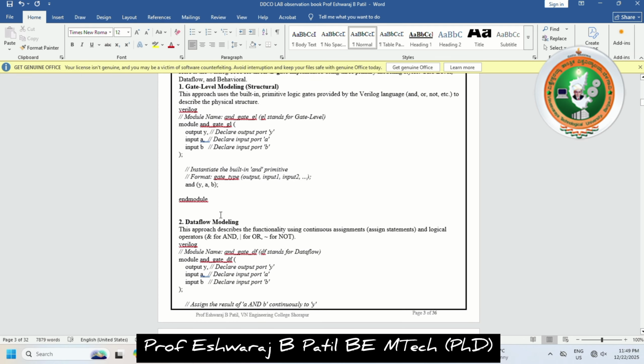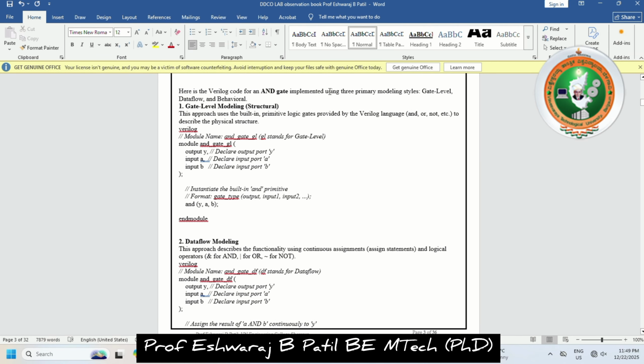Okay, this is all about the structural model, or gate level modeling. The second one is the data flow model. The third one is the behavioral model. The fourth one is the switch level modeling.